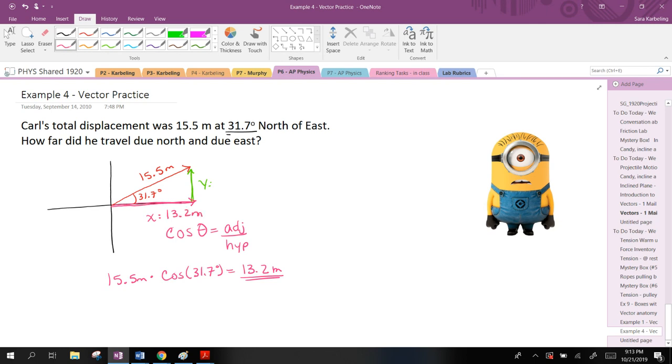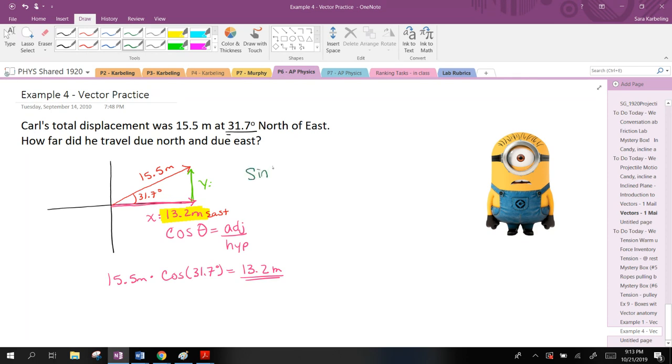So when Carl took that walk with a total displacement of 15.5 meters at 31.7 degrees north of east, he could also have walked 13.2 meters east and then walked north. How far north, you ask? Well, we can go ahead and figure that out. So this is the opposite side. So I've got opposite and hypotenuse.